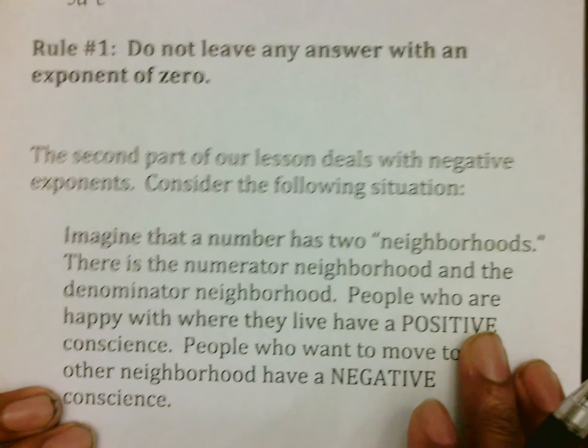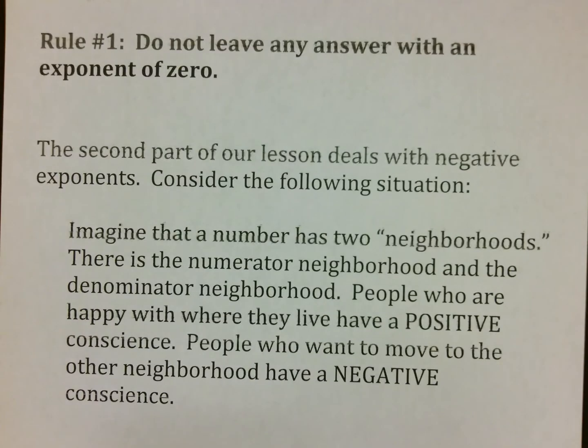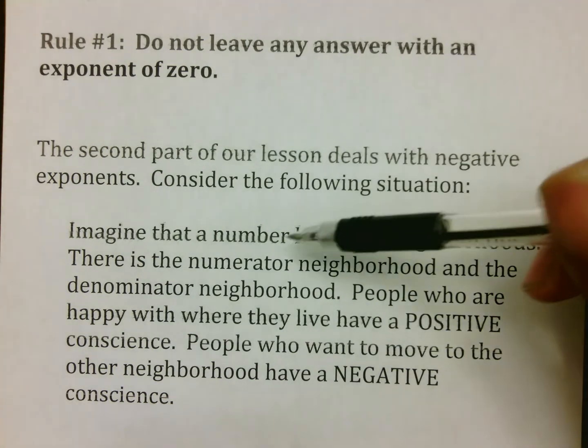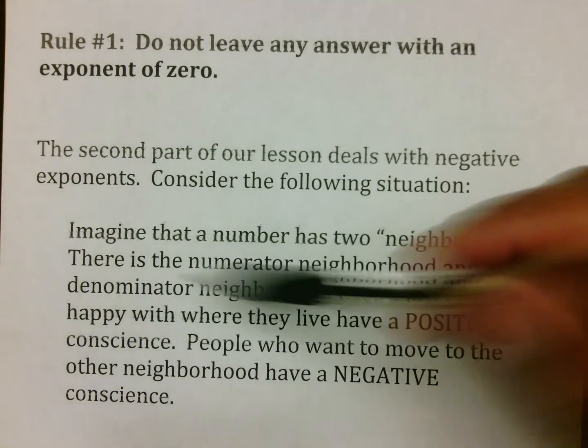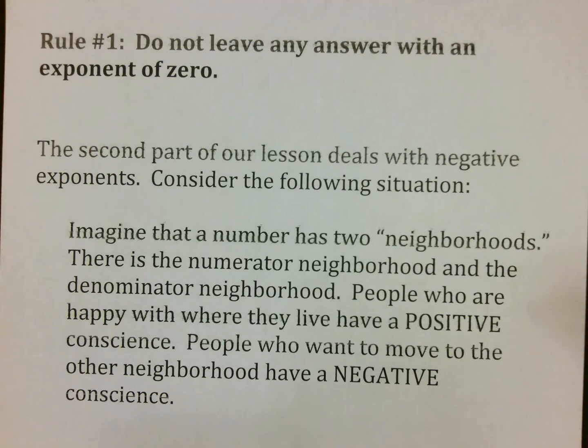I usually try to use stories to help you remember things. So I want you to imagine that a number has 2 neighborhoods. There is a numerator neighborhood, which is at the top, and the denominator neighborhood, which is at the bottom. People who are happy with where they live have a positive conscience. That means they're happy about what's going on. People who want to move to the other neighborhood have a negative conscience.